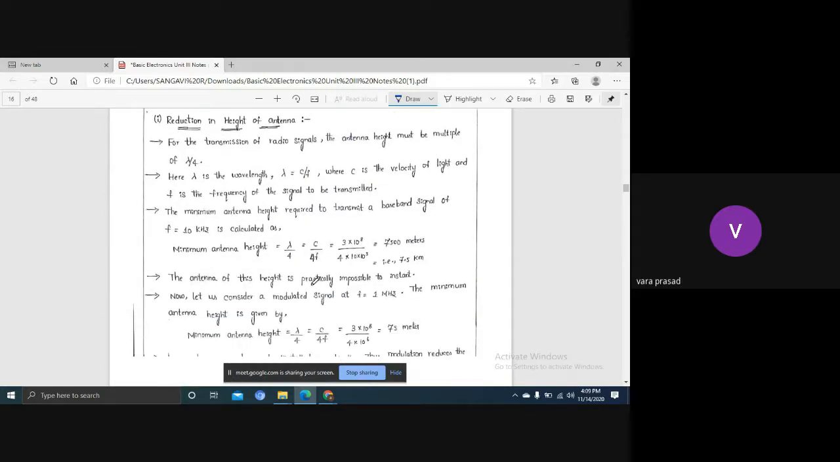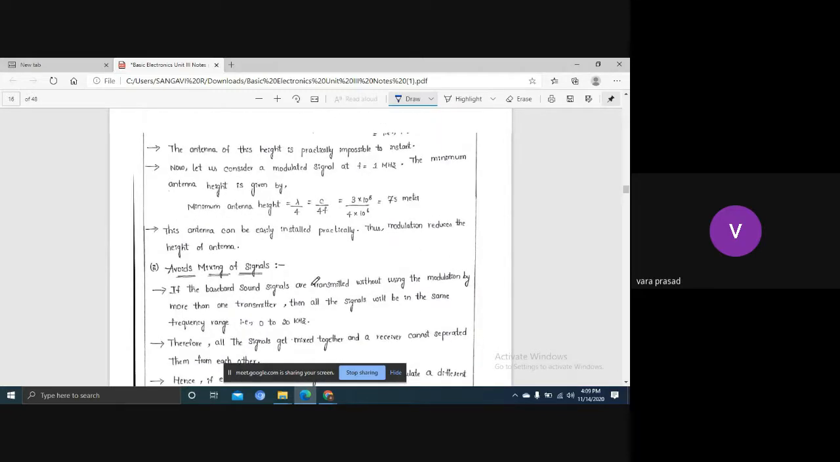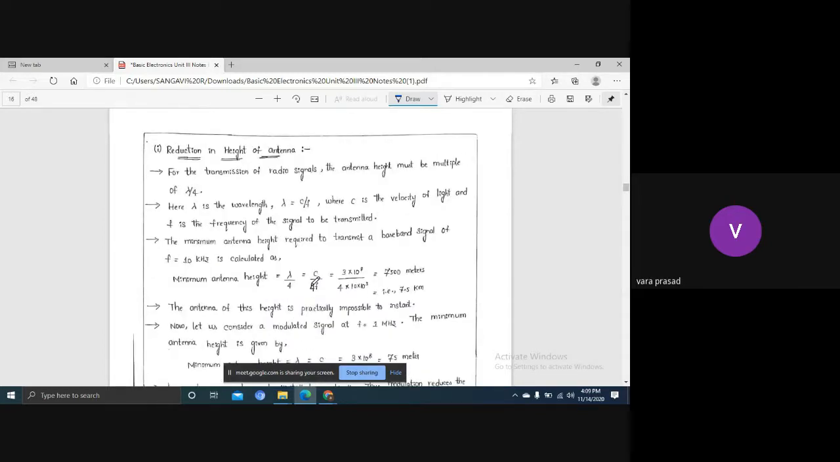How is the height of the antenna reduced? You can check it here; I have given it clearly. Lambda is equal to c by f, where c is the velocity of light and f is the frequency of the signal. If the frequency is 10 kilohertz, for transmission of a radio signal the antenna height must be a multiple of lambda by 4, which is c by 4f. Substituting the velocity of light, 3 into 10 power 8 meters per second, and f equal to 10 kilohertz, we get an antenna height of 7.5 kilometers.